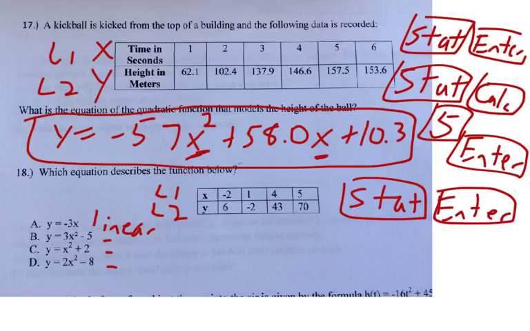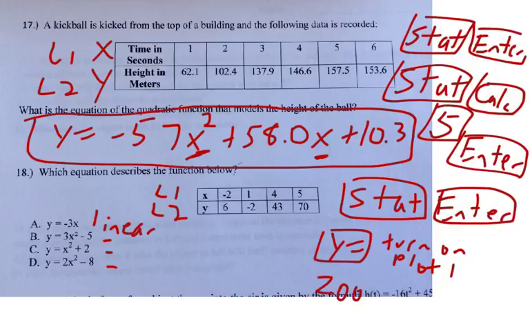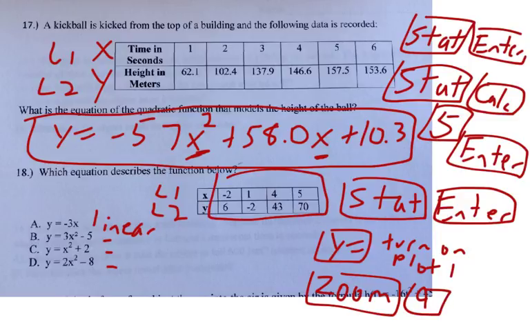So I'm going to press y equals and then turn on plot 1. So just up and enter. And then I can press zoom 9 and that'll zoom right into my points. If you didn't know zoom 9, you could just look at your values here and use your X-min and X-max, Y-min and Y-max for your window. But if I press zoom 9, I can see that's not going to be linear.